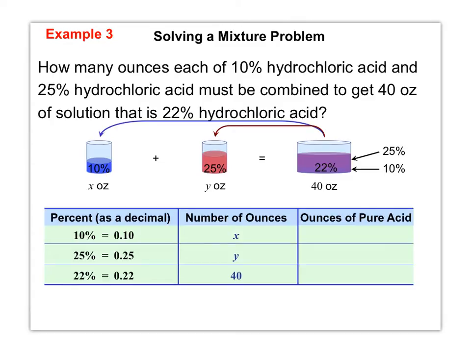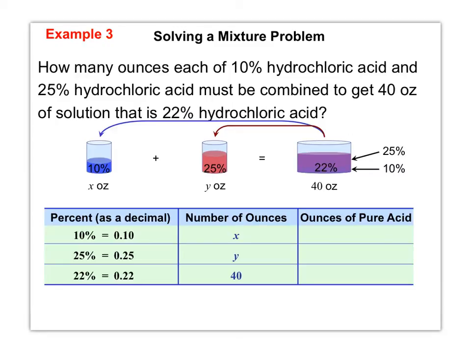Okay, in this example, we're solving a mixture problem. How many ounces each of 10% hydrochloric acid and 25% hydrochloric acid must be combined to get 40 ounces of solution that is 22% hydrochloric acid?